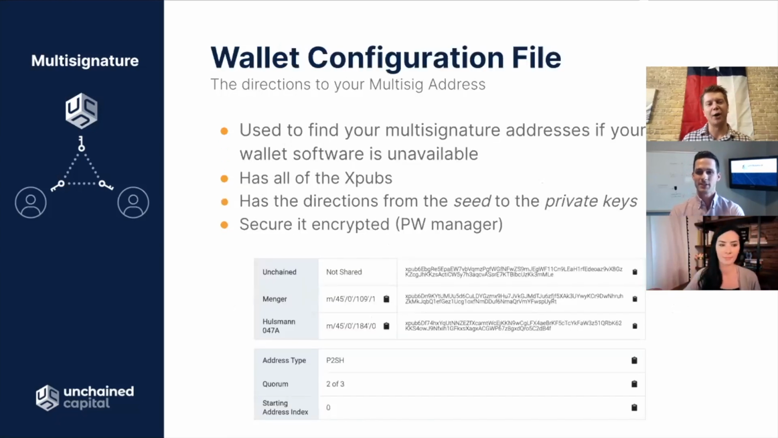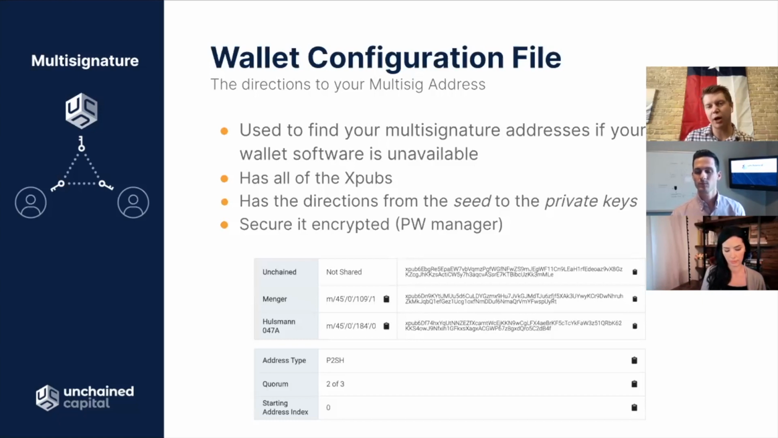So wrapping up our key terms, our final key term here is the wallet configuration file. And this is the directions to your multi-sig address. My colleague, Phil Geiger, likes to say that this is like the treasure map to your multi-sig address. It's used to find your multi-signature addresses if your wallet software is unavailable.